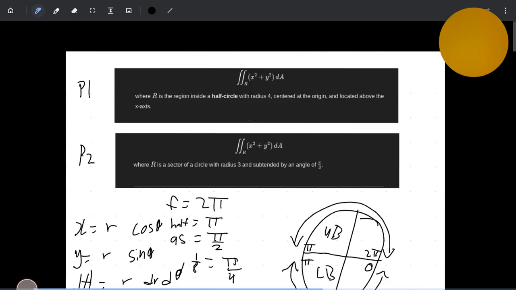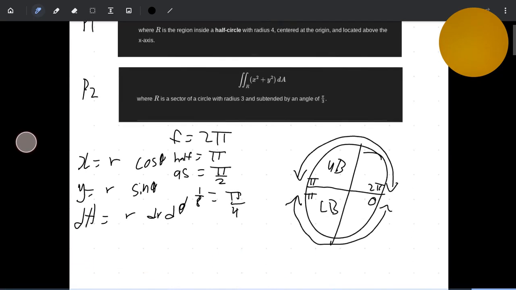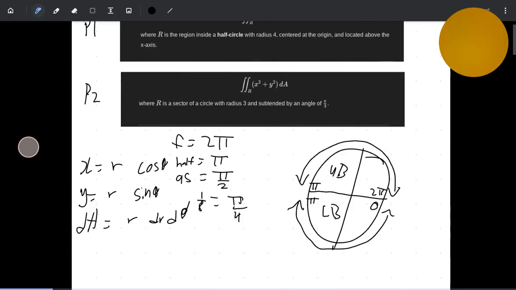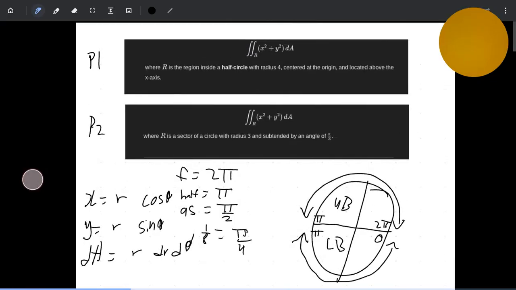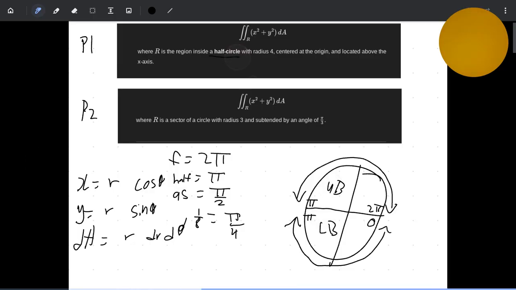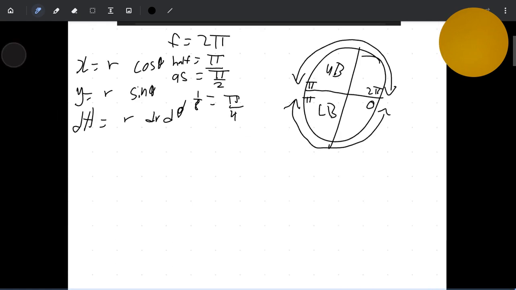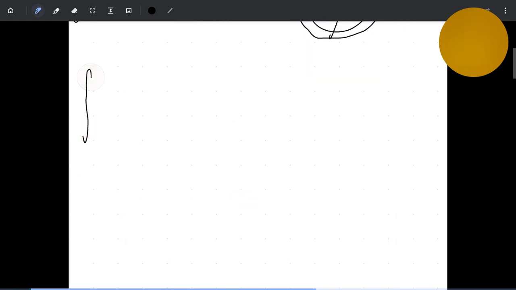So now let's begin with the first problem. The first problem says, evaluate, where R is the region inside a half circle with a radius of 4, centered at the origin, above the x-axis. Half circle, so we can already tell that we're going to integrate with pi. With a radius of 4, that's all the information we need. So that's the question.